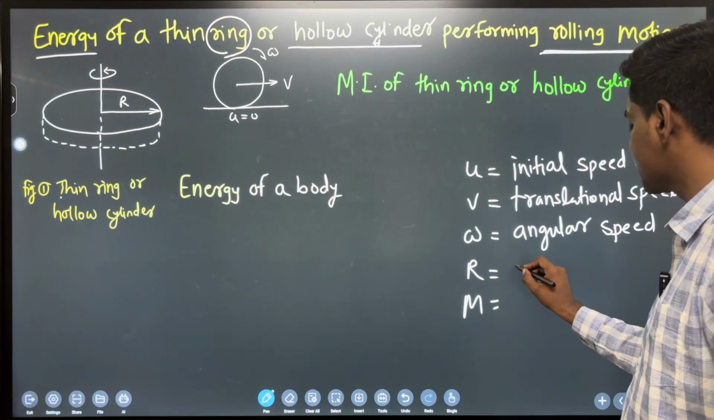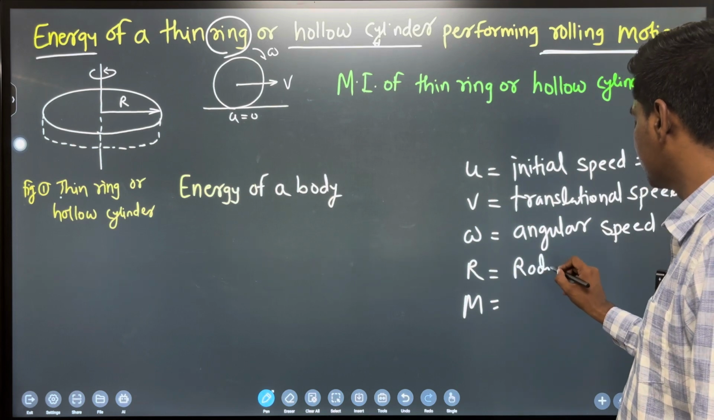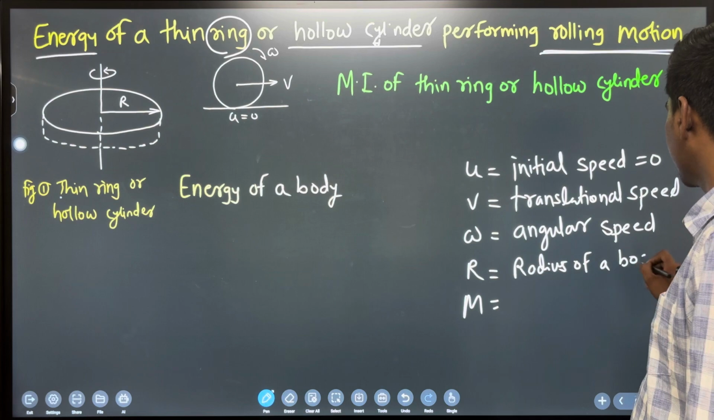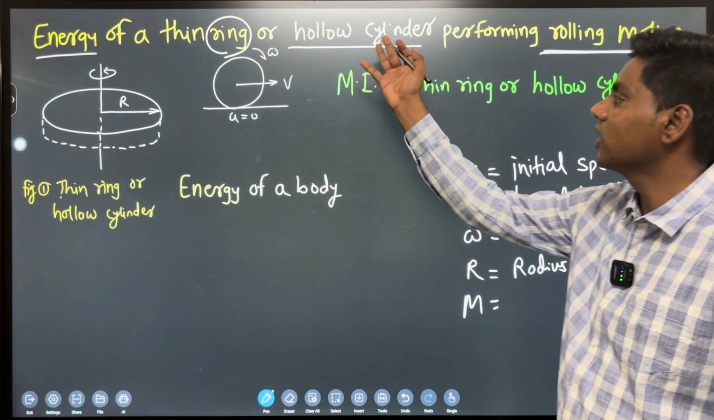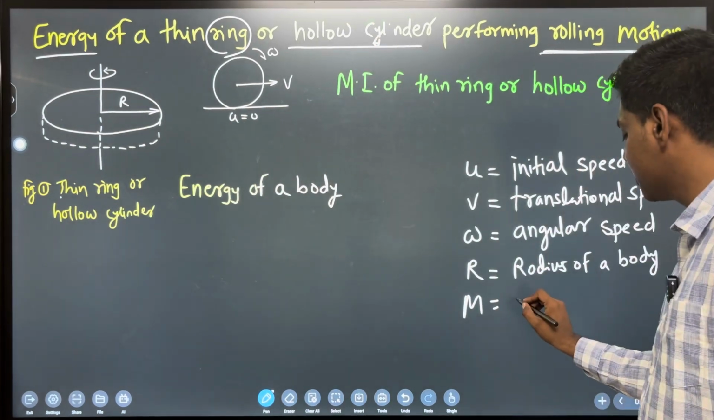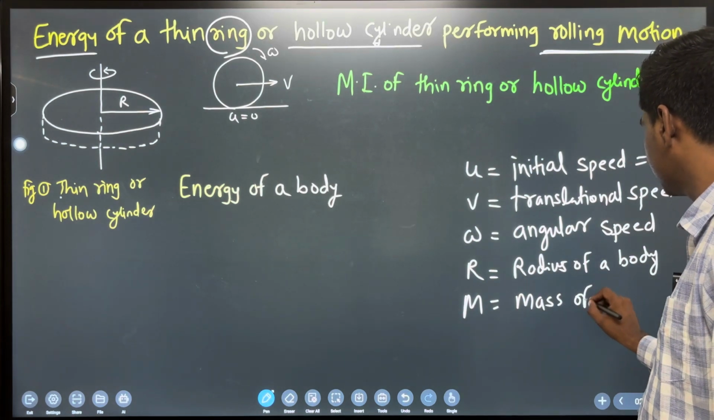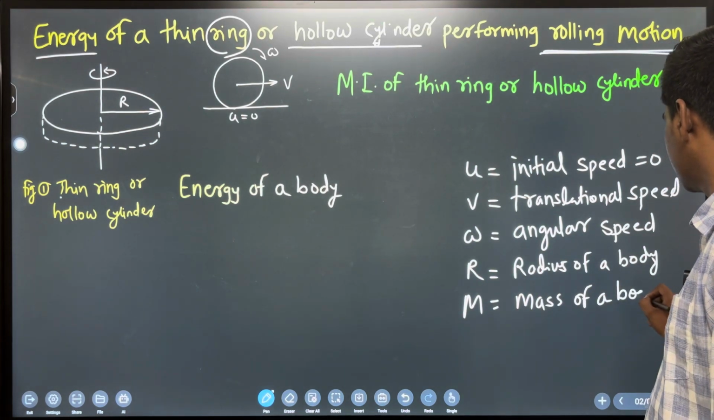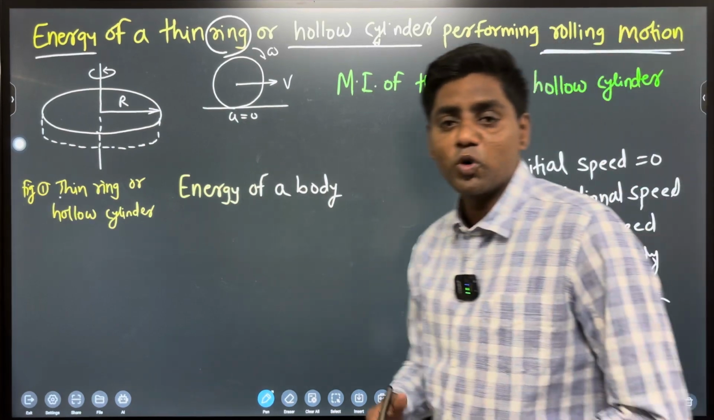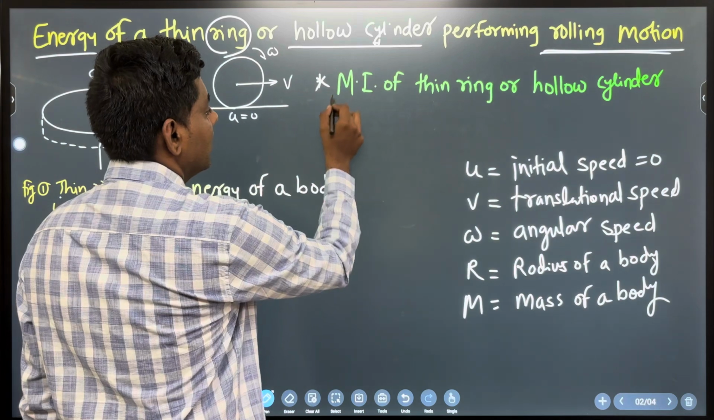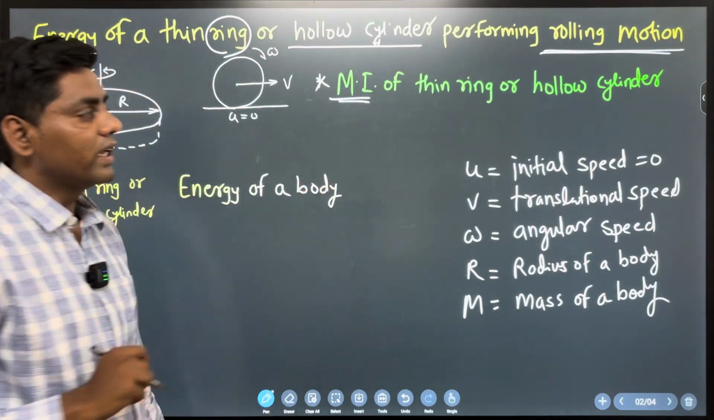Let R be the radius of the body. Body means here the ring; we have to study the ring or hollow cylinder. Let M be the mass of the ring or hollow cylinder. Most importantly, you should know what is the moment of inertia of a thin ring or hollow cylinder.